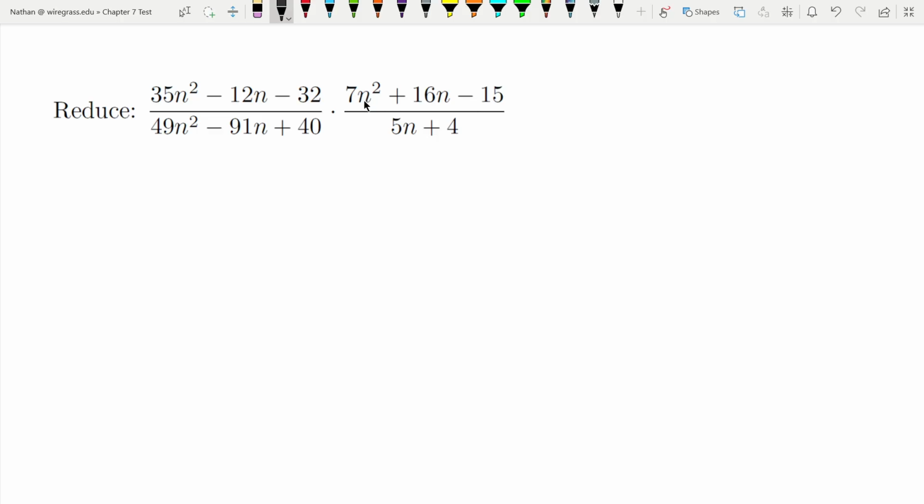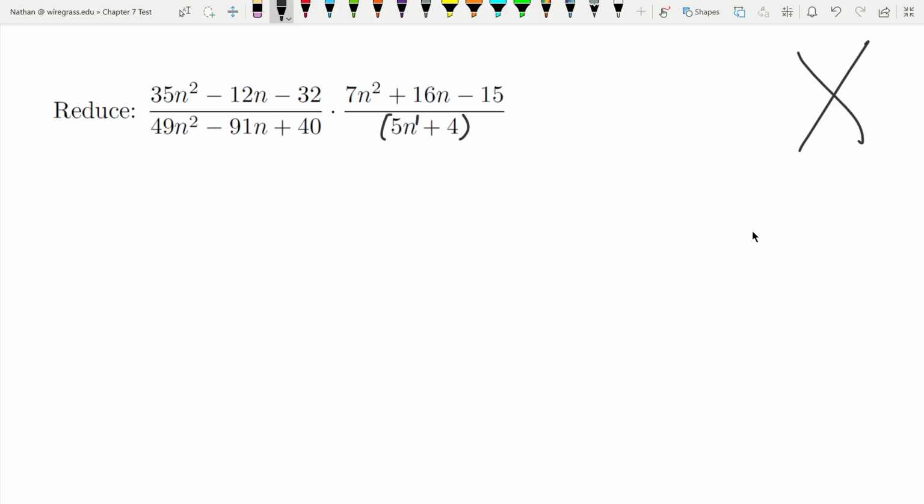From this one, again, 7, 16, and 15, there's nothing in common there. 49, 91, 40, that also can't be reduced. And this one is already factored by itself. It's 5n plus 4. It's a linear term, n just has the power of 1. So that's fine there. So this first one, let's look at that.